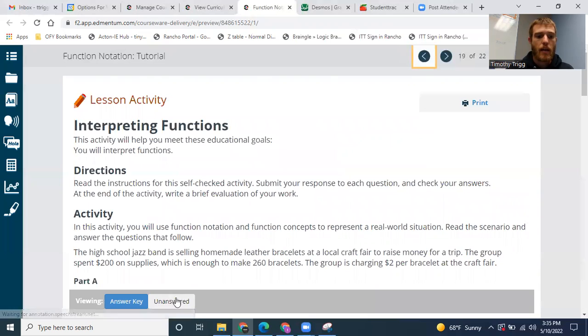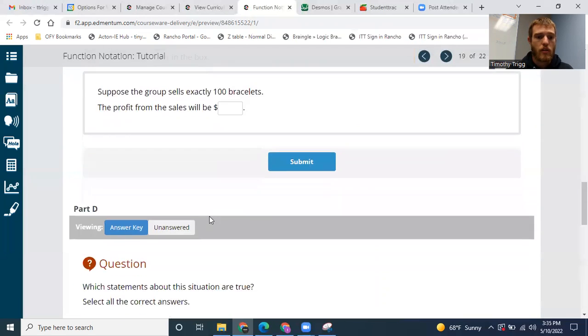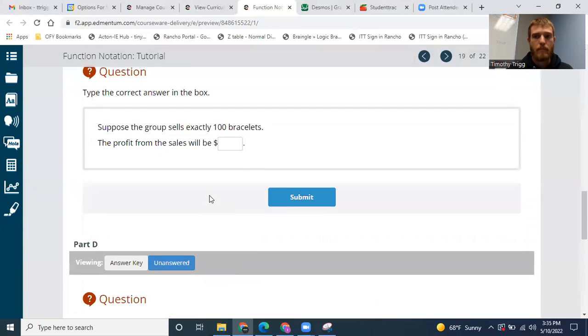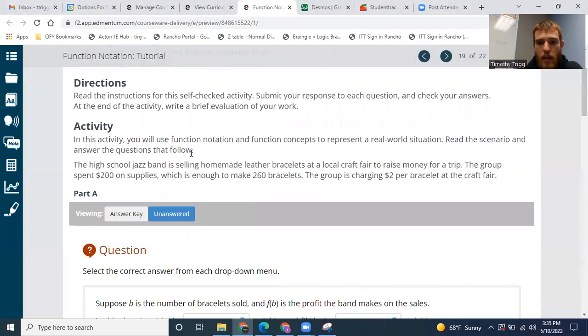Page 19, they stop us here again. I'll put these all as unanswered. Unanswered, great. Okay, activity. In this activity, okay, blah, blah, blah.